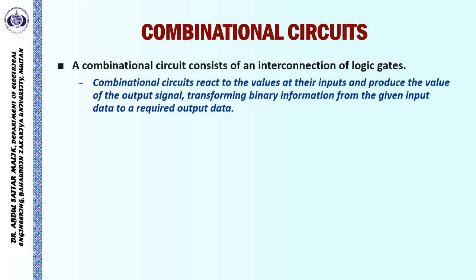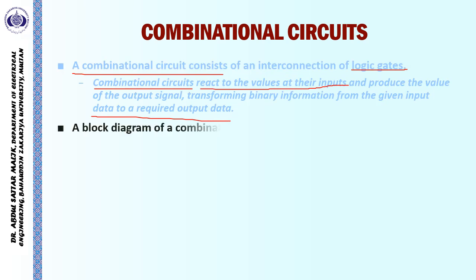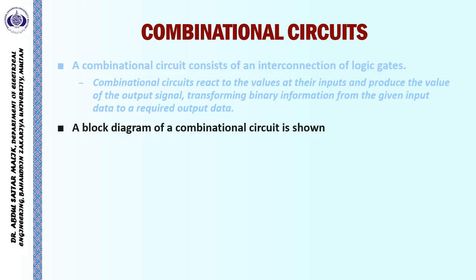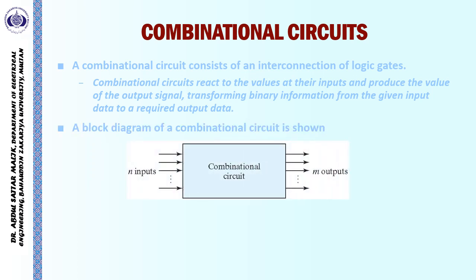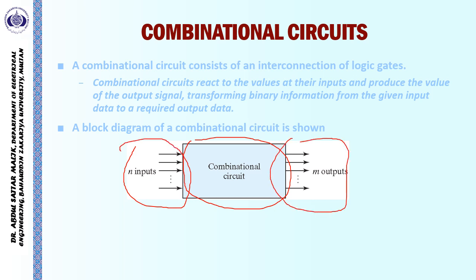So, a combinational circuit consists of an interconnection of logic gates. These circuits react to the values at their inputs and produce the value of the output signal, transforming binary information from the given input data to a required output data. The block diagram of a combinational circuit is as shown. This is the block diagram of a combinational circuit. It contains a combinational circuit and n inputs and m outputs, where n and m can be any number.